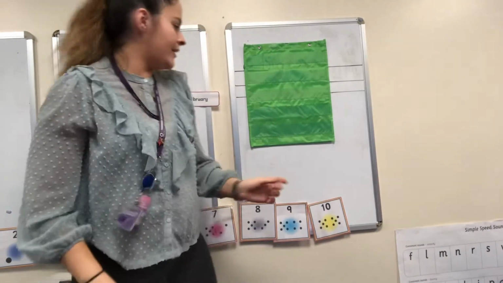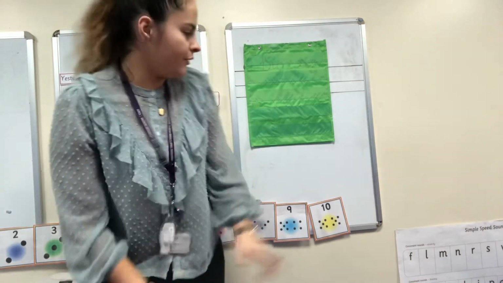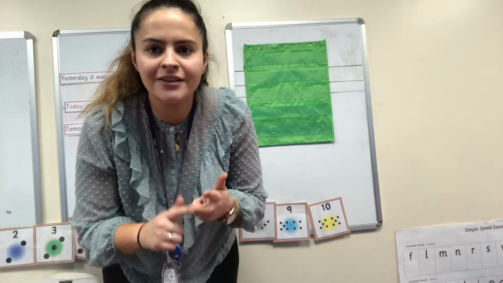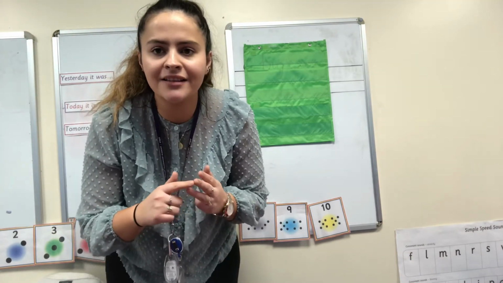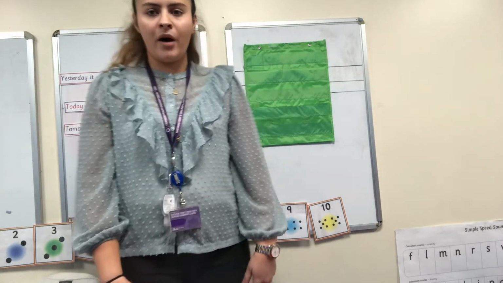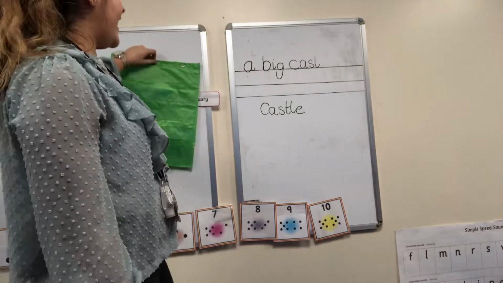So have a go at writing the word castle. But remember to sound it out, okay? Don't worry about the other spelling for now. Just have a go at sounding it out. Castle. Pause the video if you need to, okay? Right, let's take it off. Let's check.